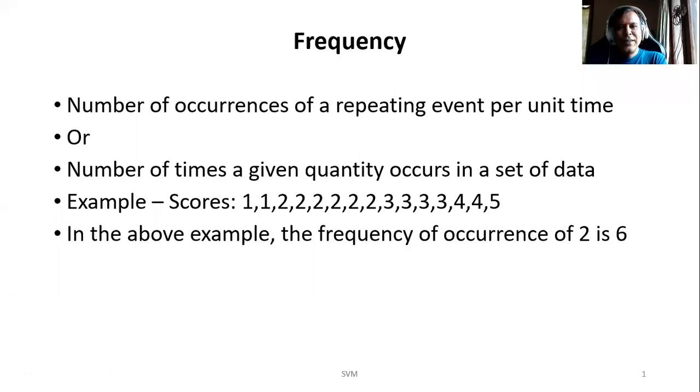Hello everyone, this is in continuation to various topics we are seeing in the introduction of statistics topic.